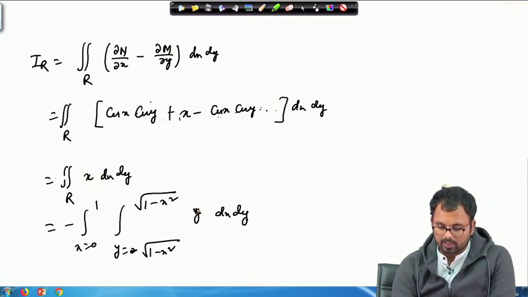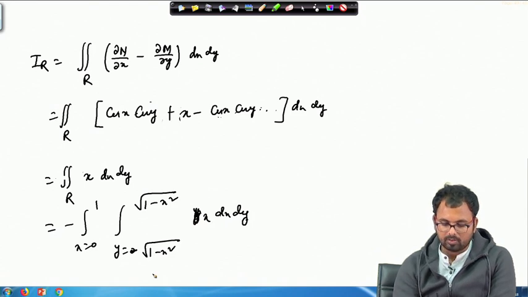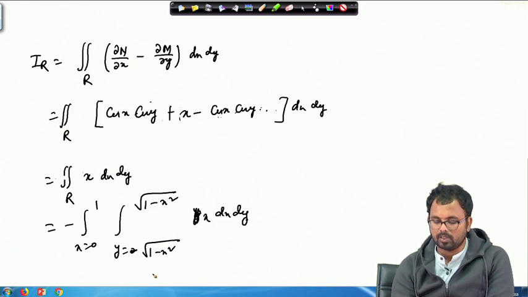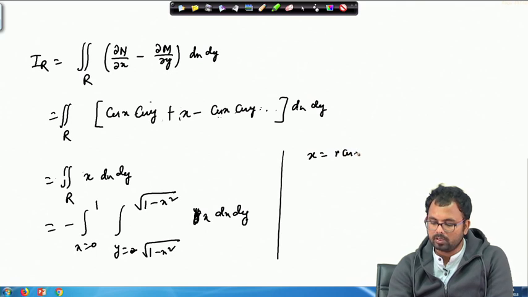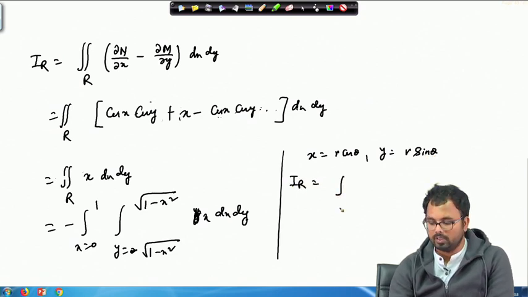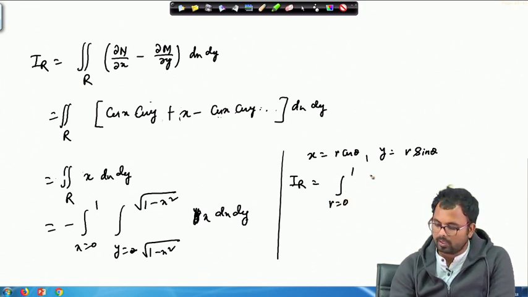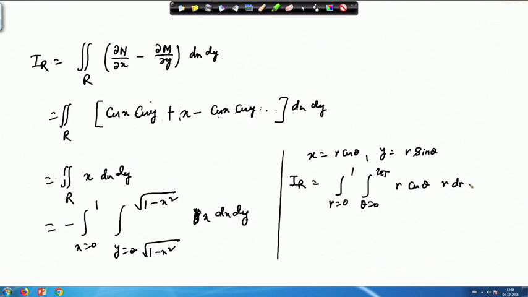So, either we can have x from 0 to 1 and y running from minus square root of 1 minus x square to plus square root of 1 minus x square, x dx dy, or we can substitute x equals r cos theta and y equals r sin theta. Then this surface integral would reduce to an integral over the region R. Our r will vary from 0 to 1 and theta will vary from 0 to 2 pi. x will be r cos theta and dx dy will be r dr d theta.